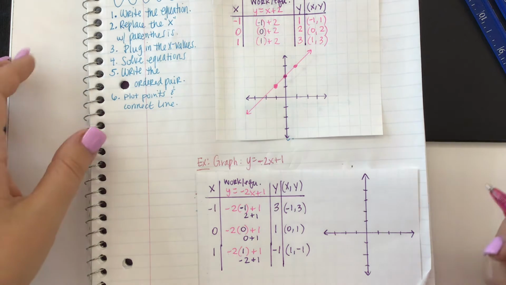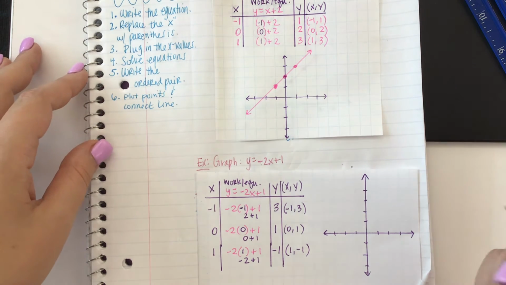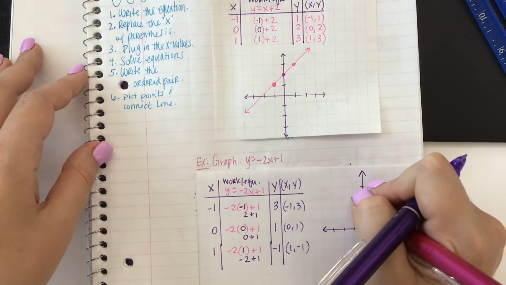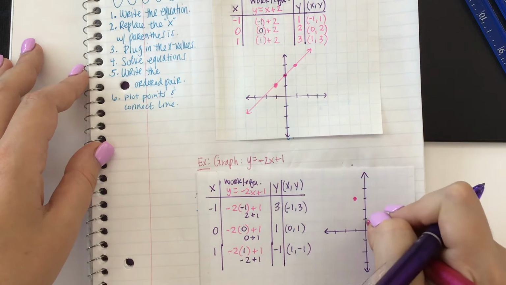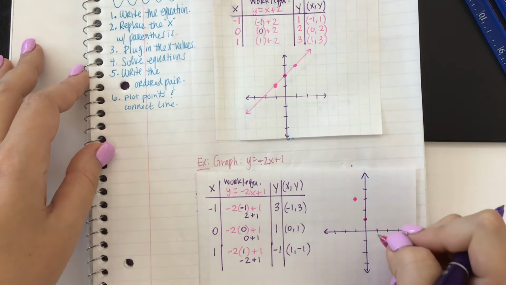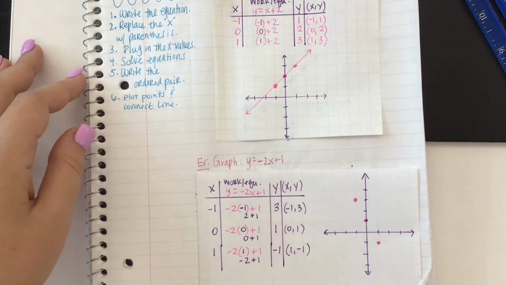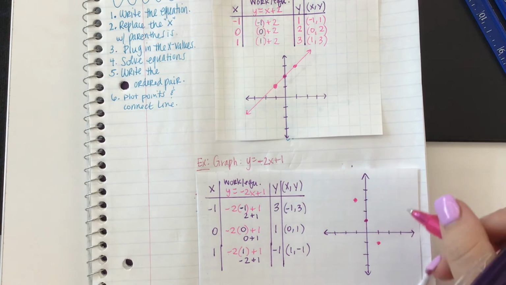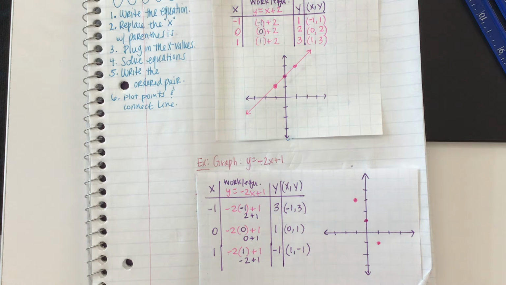All right. And now we're going to go ahead and plot these points. So negative 1, 3 is up here. Then we have 0, 1, and then we have 1, negative 1. Again, this does follow a pattern. If your points are somewhere all over the place, and they do not connect to a line, then you made a mistake somewhere in your work. So go ahead and fix that and find your mistake.